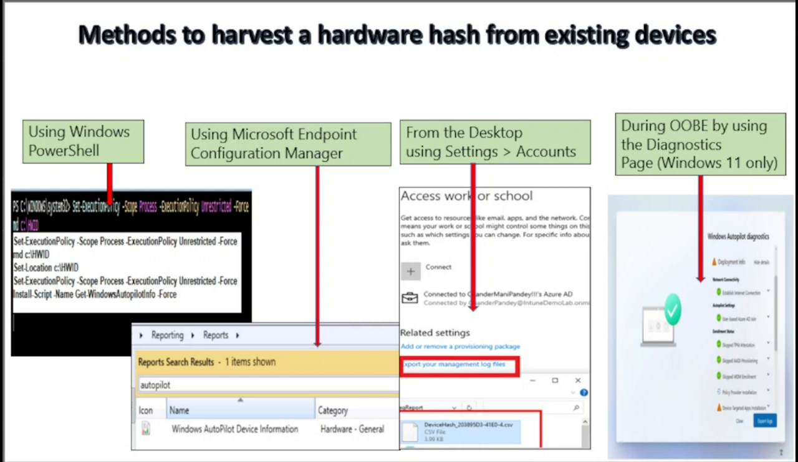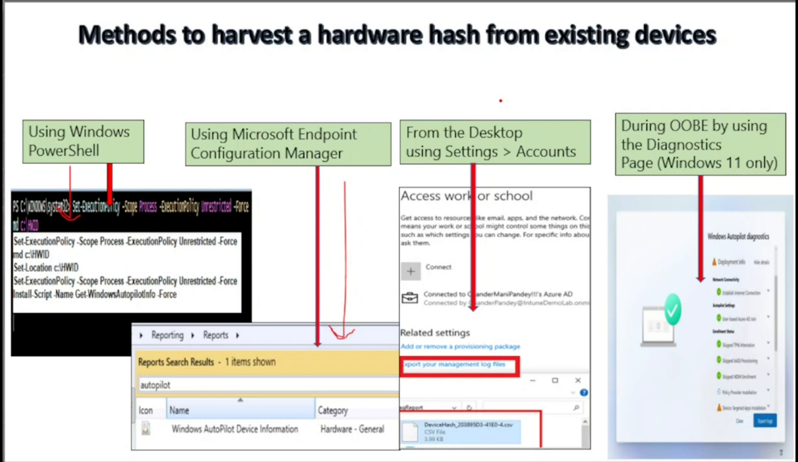Now let's discuss the methods to harvest a hardware hash from an existing device. If we have an existing device, we have many options, and based on the requirement, we can extract the hardware hash. The very first option is to use PowerShell commands to extract the hardware hash. By running the PowerShell command, we can extract the hardware hash, and then we can upload it using the Microsoft Intune portal. If we are using Microsoft Endpoint Configuration Manager, in that case we already have an inbuilt report. The report name is Windows Autopilot Device Information, and we just need to import that report and then upload the hardware hash in the Intune portal.